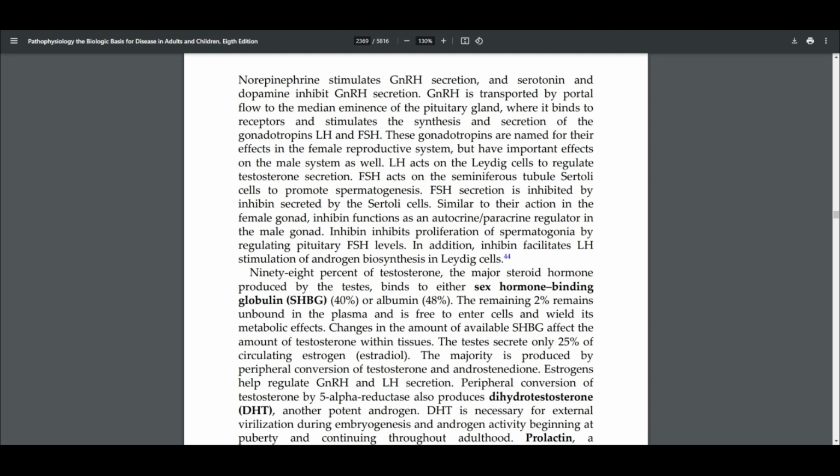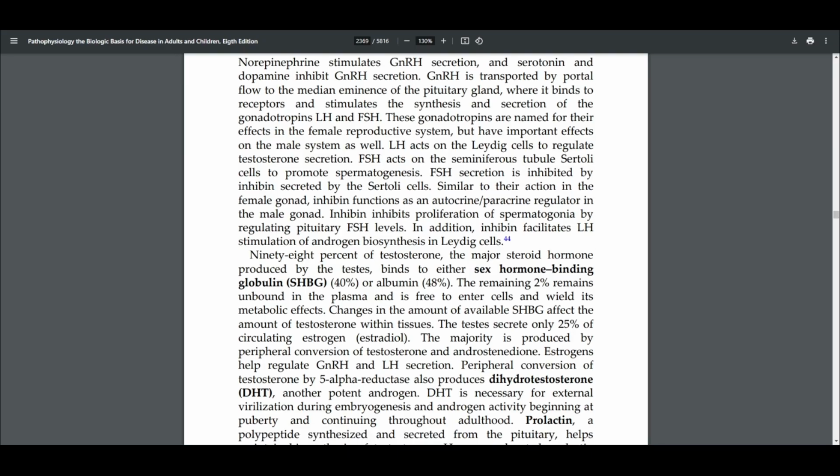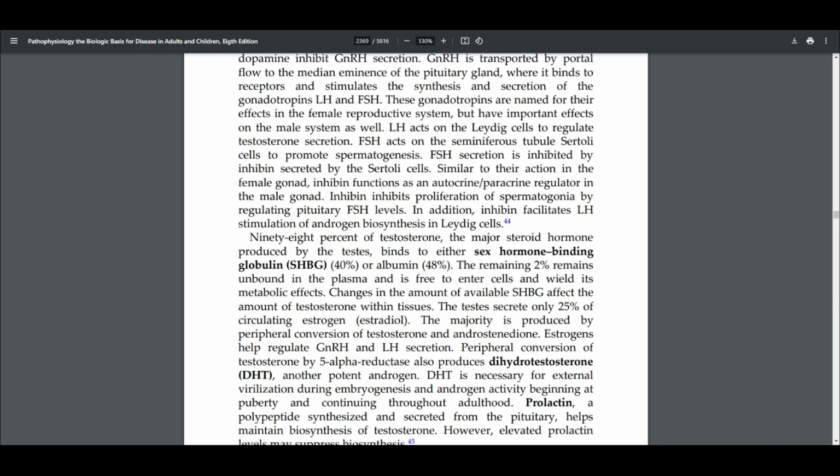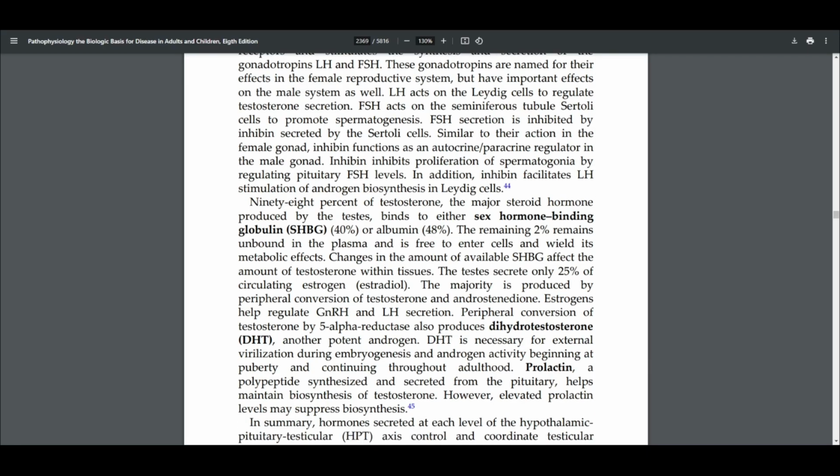Similar to its action in the female gonad, inhibin functions as an autocrine paracrine regulator in the male gonad. Inhibin inhibits proliferation of spermatogonia by regulating pituitary FSH levels. In addition, inhibin facilitates luteinizing hormone stimulation of androgen biosynthesis in the Leydig cells.